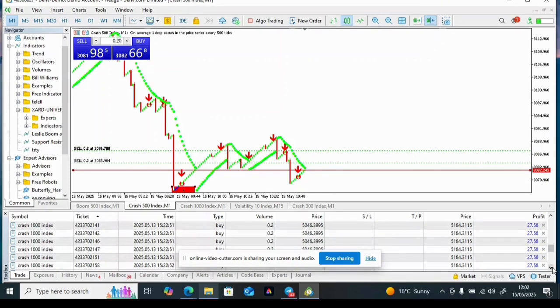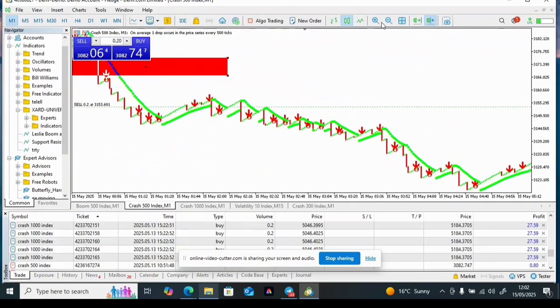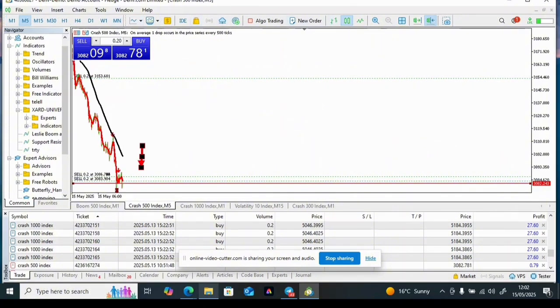So it's about 81 cents. This is how you catch the spike. So let's find another setup. Let's go to M5.